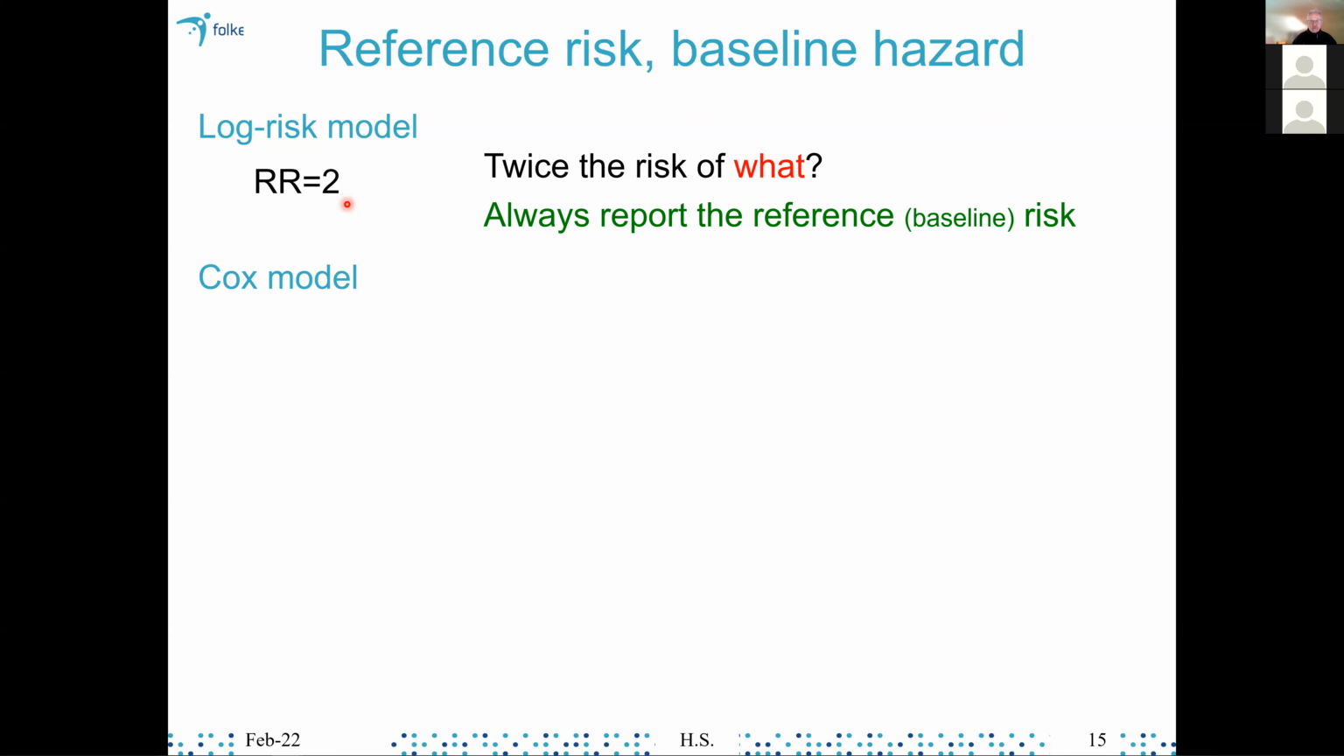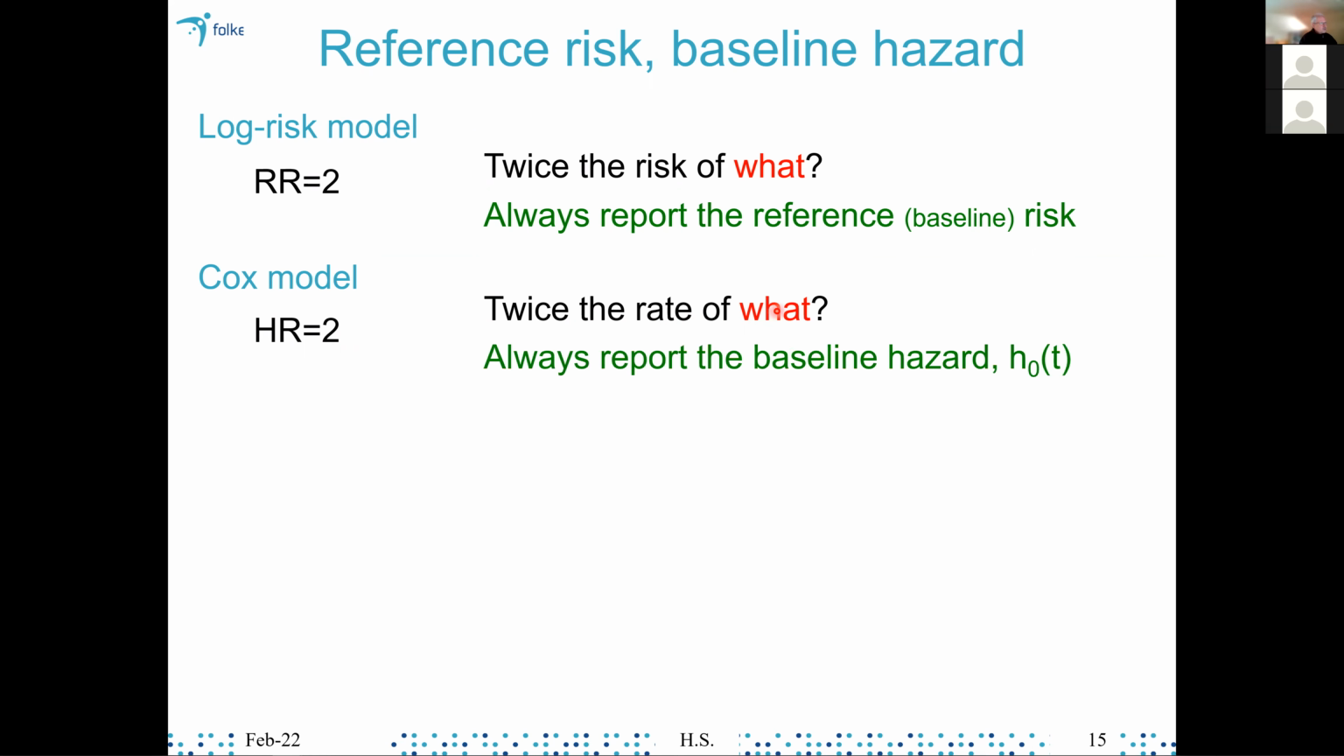So on the individual level, you wouldn't care. If, on the other hand, your baseline risk is 10%, then if you're exposed, you would increase your risk to 20%, again a risk ratio of 2. Well, that's a big difference, and you would care. If you're working with a Cox model, you could report a hazard ratio of 2, and then someone should always ask, twice the rate of what? And that is twice the rate of the baseline hazard. So my point is you should always report the baseline hazard.